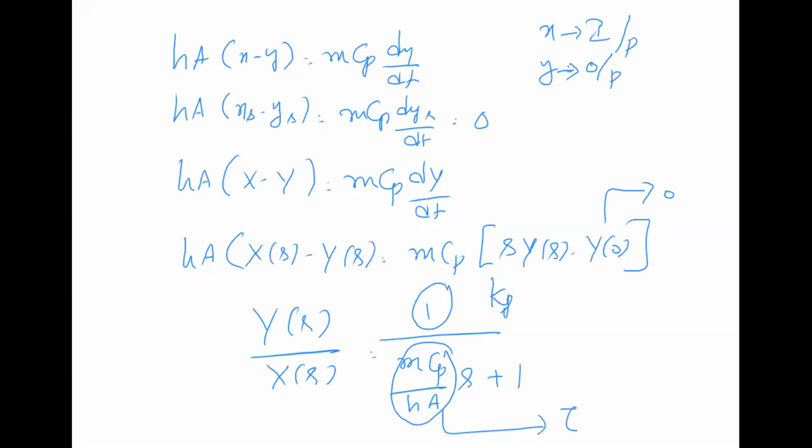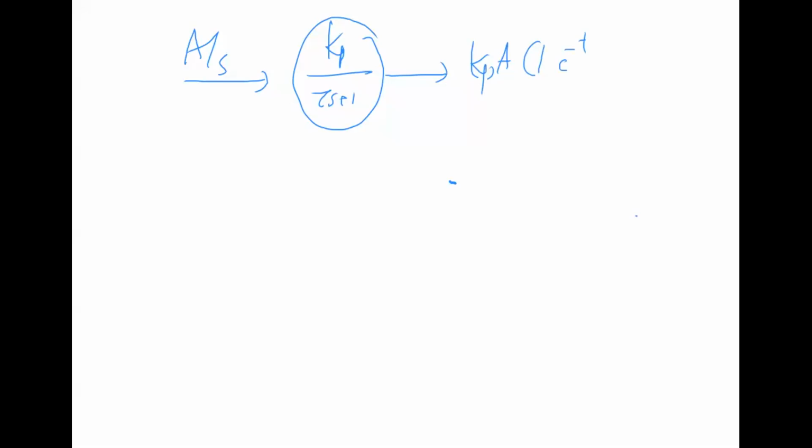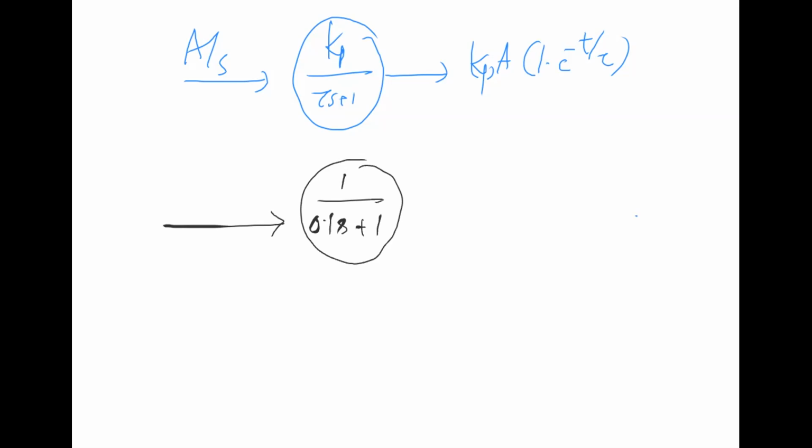So yesterday we have solved one problem. You take a system, let's say Kp by tau s plus 1, and if you give the input A by s, then the response is Kp A into 1 minus e power minus t by tau. Now, for the thermometer, 1 by 0.1 s plus 1 is the transfer function. What is the input? Input is 25 degrees and it is suddenly changed to 100 degrees. So the input is 75 by s.